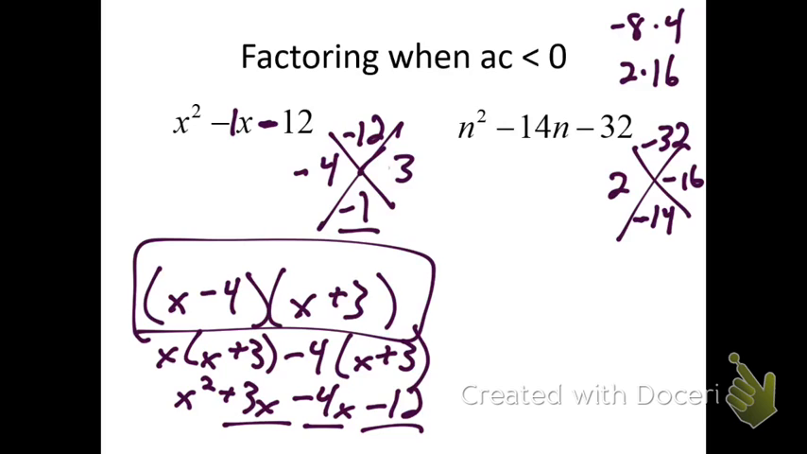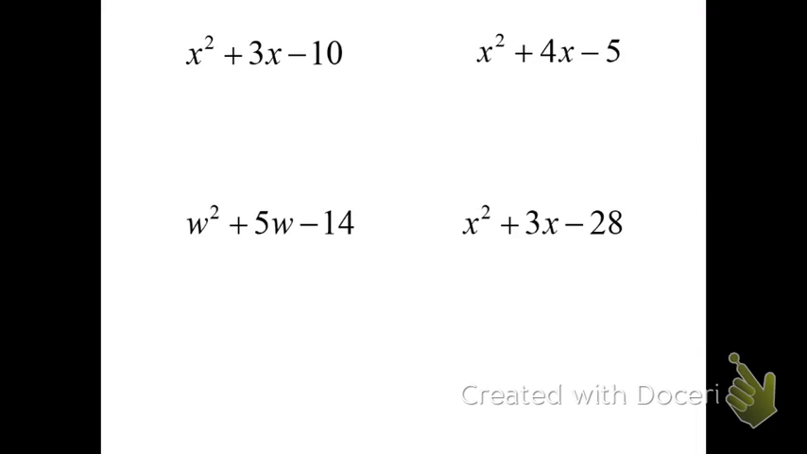Okay, so we have n. Ooh, let me erase that. That'd be an ugly looking n right there. n plus 2, and then n minus 16. And that'll give us our negative 14. Check. All right, then we rip through these real quickly.